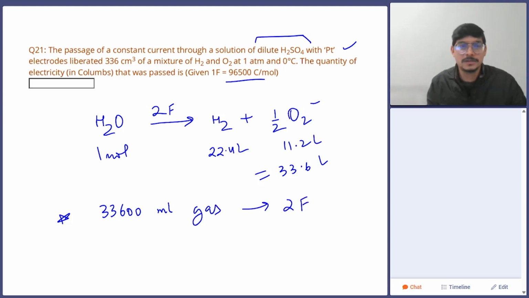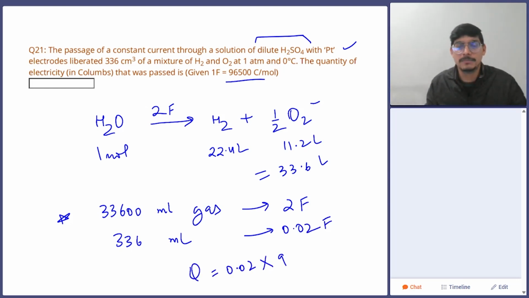This involves 2 Faraday of charge, but we have 336 ml of gases. So that would be your 0.02 Faraday. So the charge would be 0.02 Faraday multiplied by the value of Faraday, which is given as 96500. So the correct answer to this question will come out to be 1930.